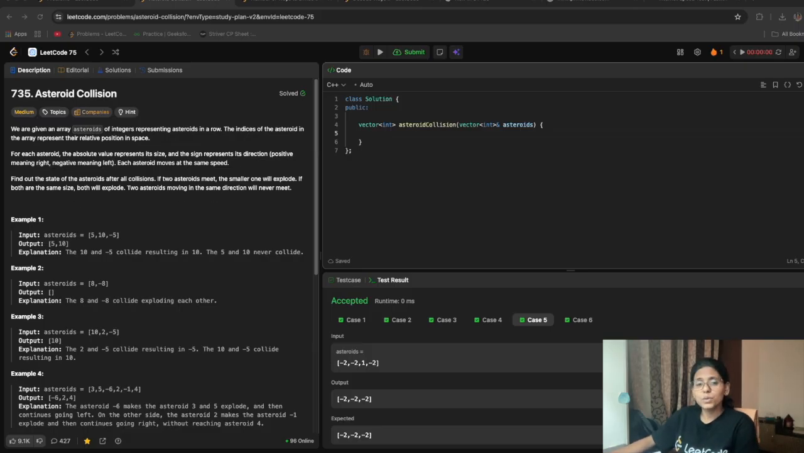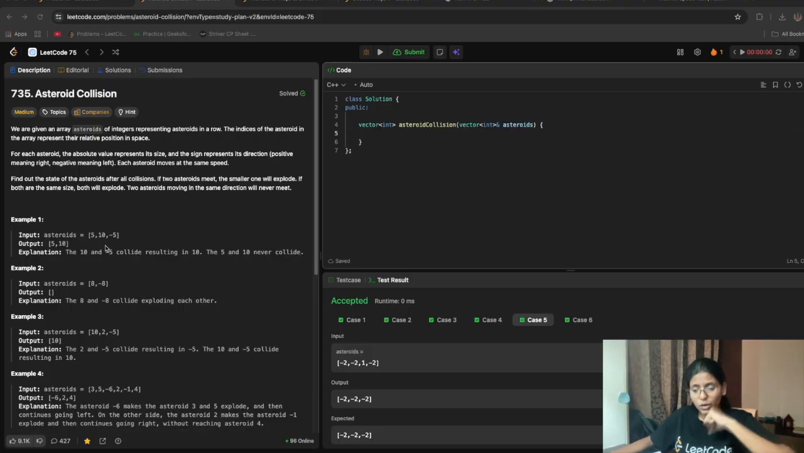And each asteroid moves at the same speed. They have mentioned that each asteroid is moving with the same speed, and the only difference is their size and their direction of moving. Then find out the state of the asteroids after all collisions. It basically means the one going right and the one going left are gonna collide. After collision, the one with the smaller size explodes, and the one with the larger size stays there, or continues to move in whatever direction it has.